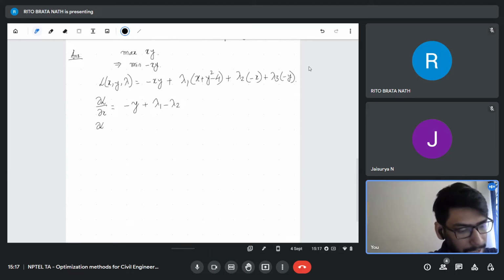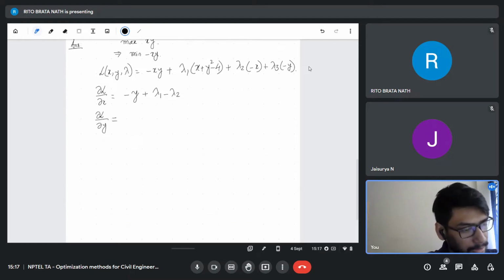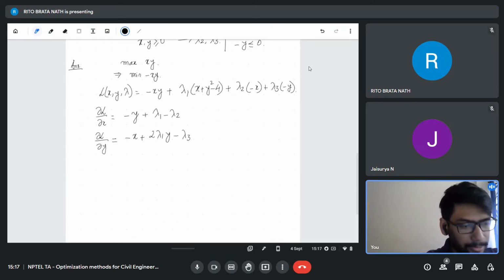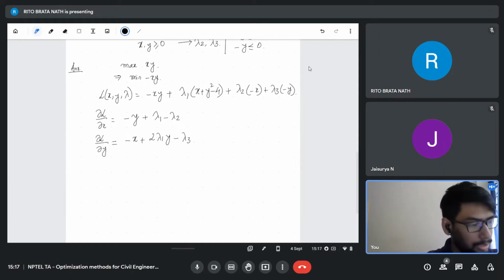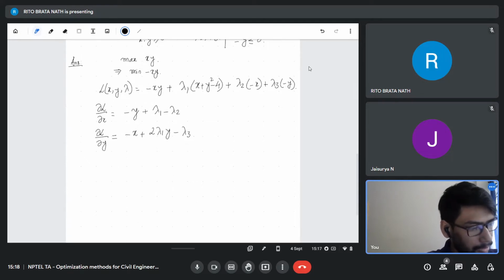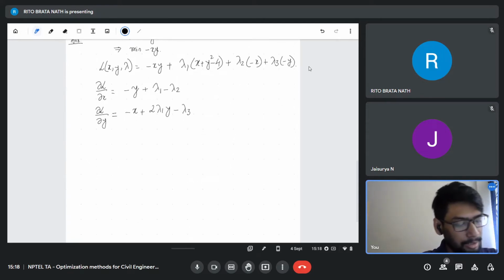So this del L of del y, this partial derivative will be minus x plus 2 lambda 1 y. Then you have another term which is minus lambda 3. Now, if you see such a problem, what you can notice is, let me do it this way. So let me write down another expression. So these are your two conditions. So this has to be 0. This has to be 0.